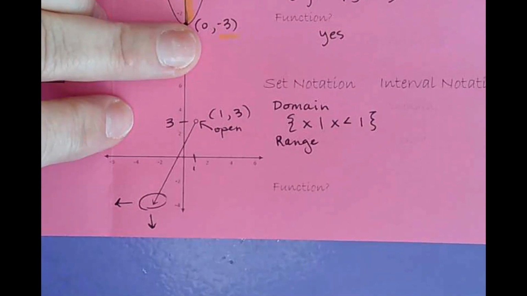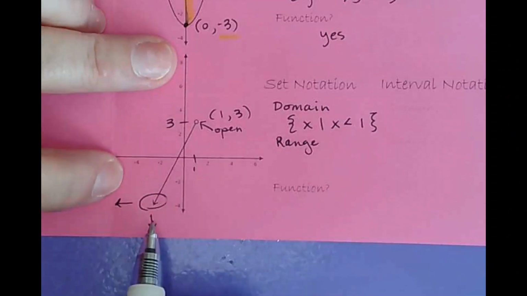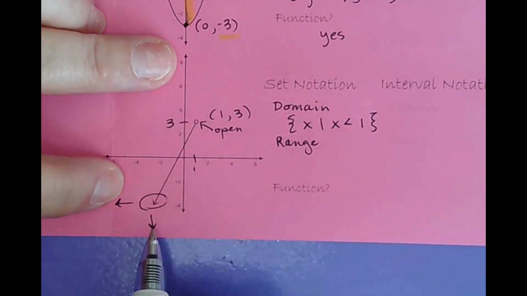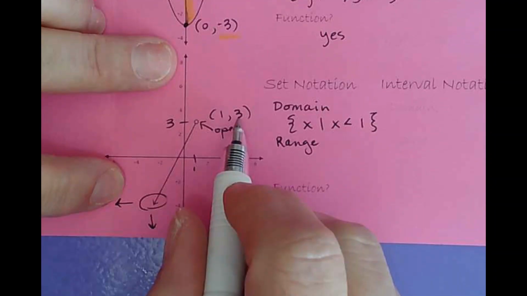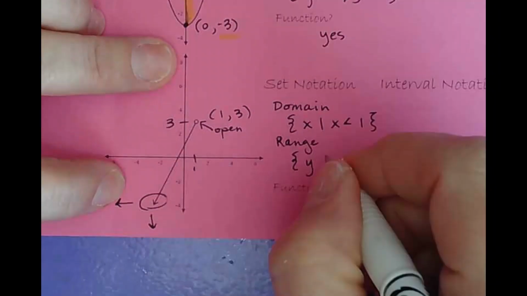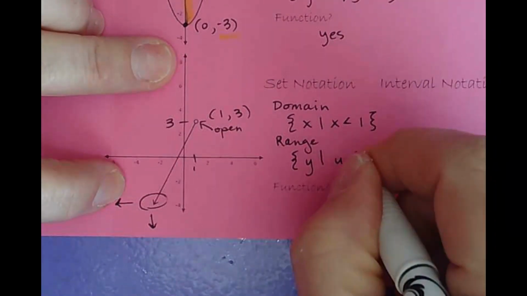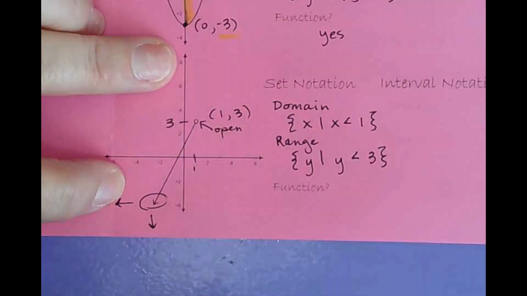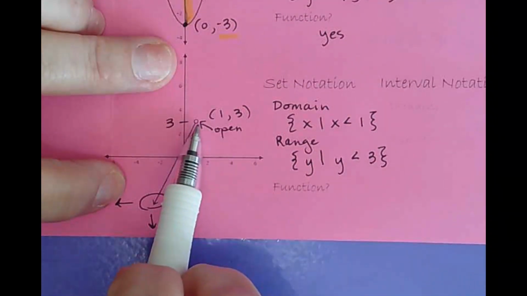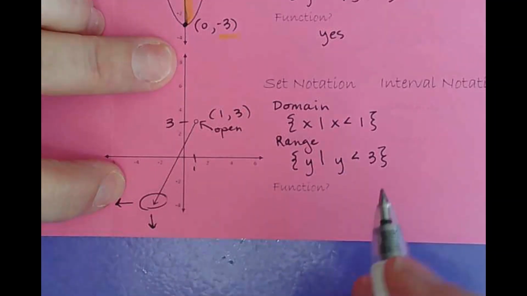For the range, I'll describe the y's. The y's are from lowest to highest. It just keeps going down, so there's no actual lowest number, and the highest is 3. So I can write the range as the set of y's such that y is less than 3. And since it's open at the highest point, it's only less than and not equal. This is also a function.